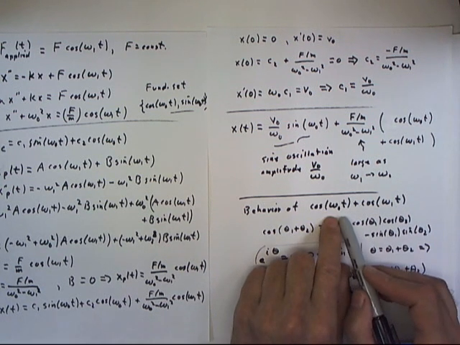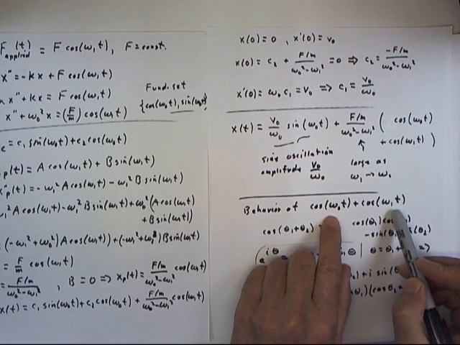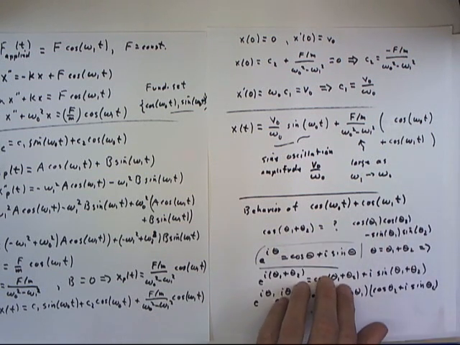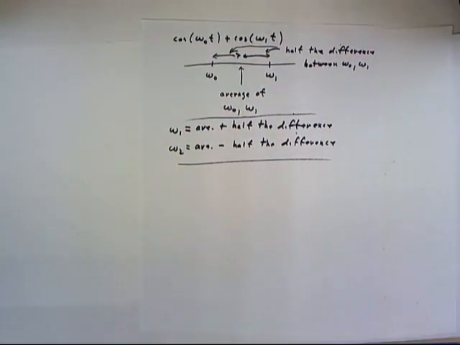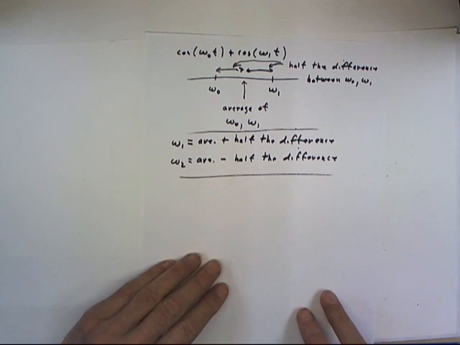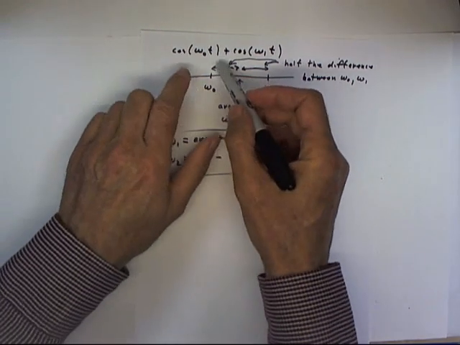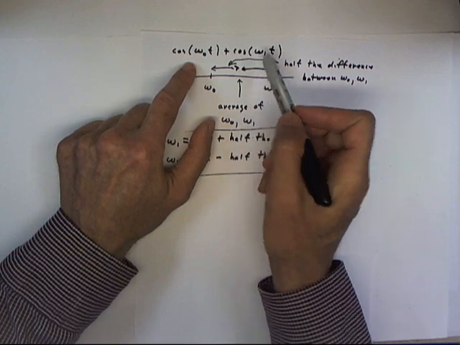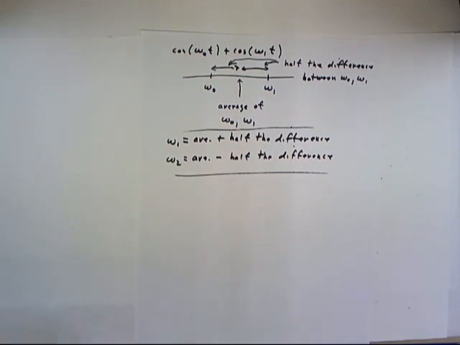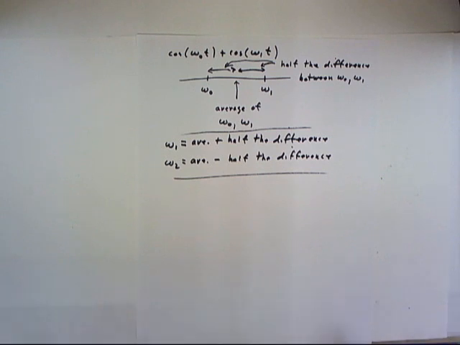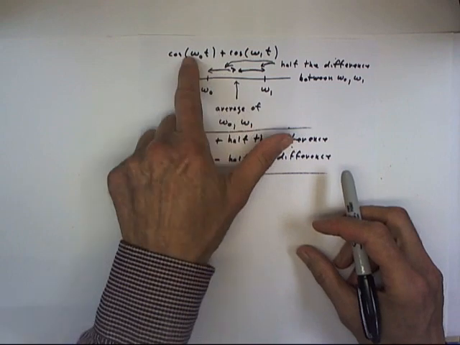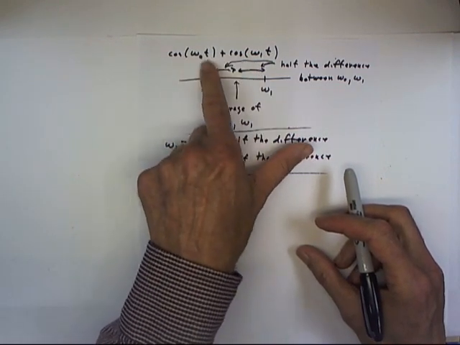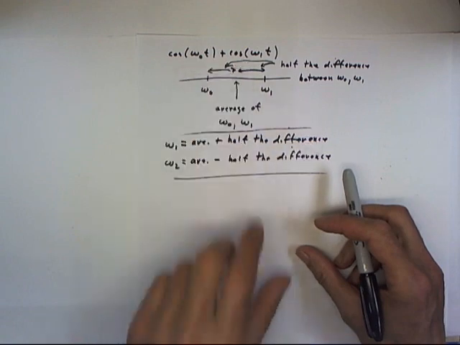And we're trying to look at the behavior of the cosine of omega naught t plus the cosine of omega 1 t. So we're going to look at this expression. Now, we're going to use the trigonometric identity in a minute, but let's first get a picture of some tricks that we're going to play so we can get a better handle on the behavior of this sum.